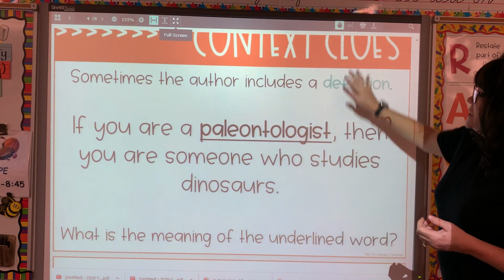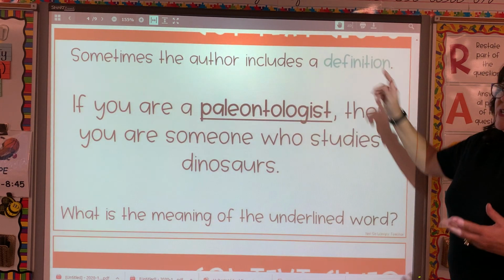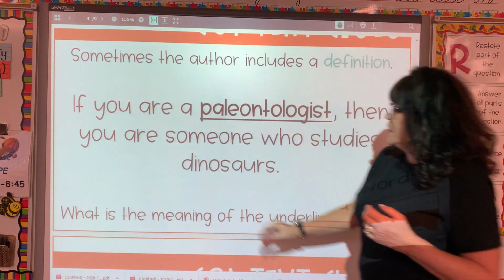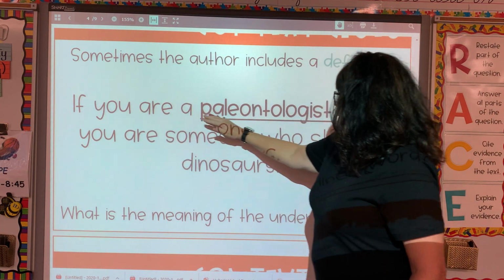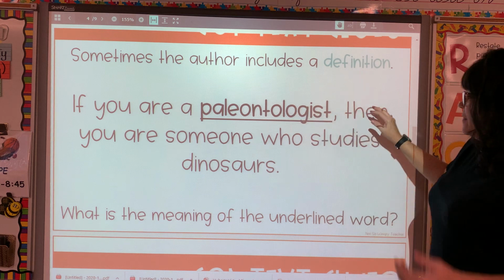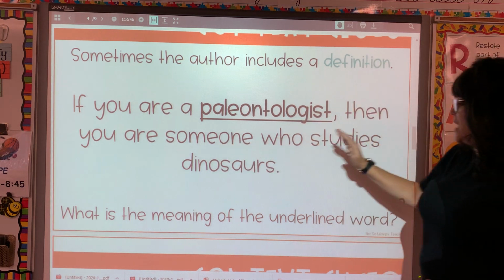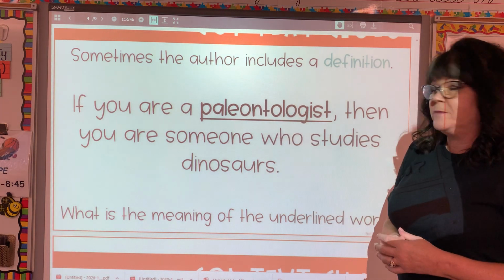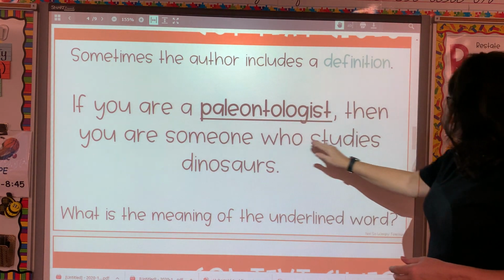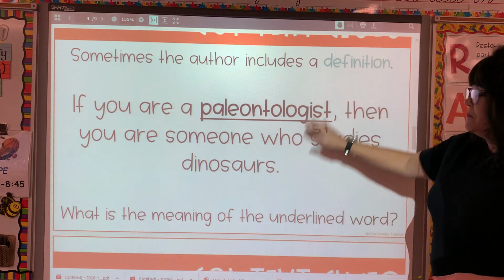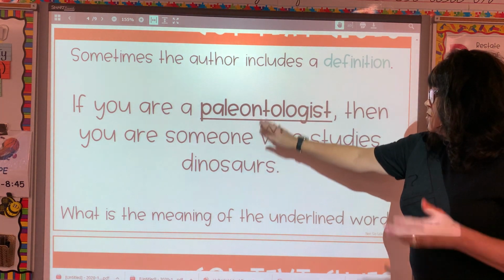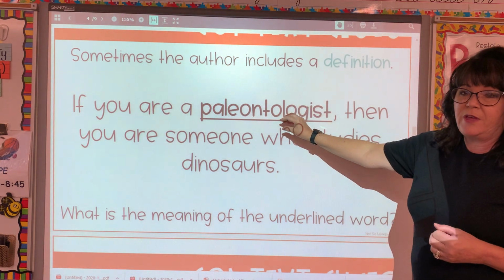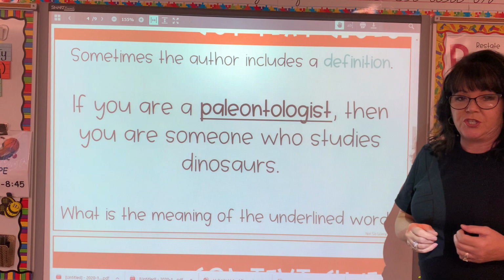All right, sometimes the author includes the definition. If you didn't know what this huge word is, you would read, if you are blank, then you are someone who studies dinosaurs. Okay, now I know what that word means. It means someone who studies dinosaurs. They gave me the definition. So it's not important that I actually do not know that word, but it's paleontologist.